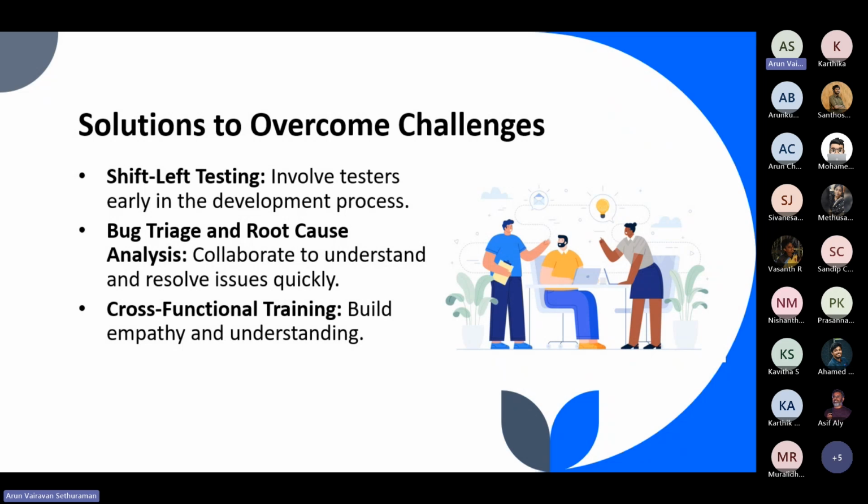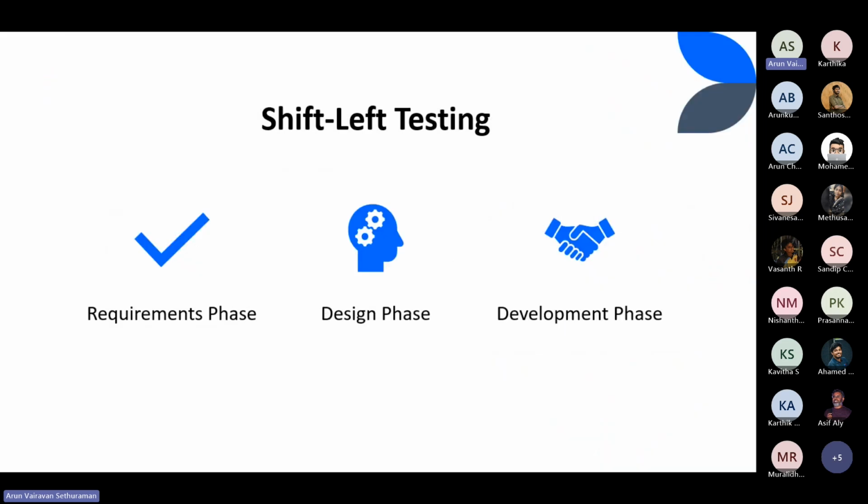When the team sits together to analyze an issue, it comes under bug triage, root cause analysis and cross-functional training. We can see all the points one by one. Shift left testing means, sorry for the mispronunciation, shift left testing. During the requirement phase, we have to involve all the developers and testers, sit together, and explain all the points and main functionalities.